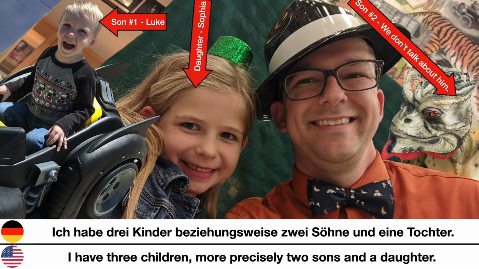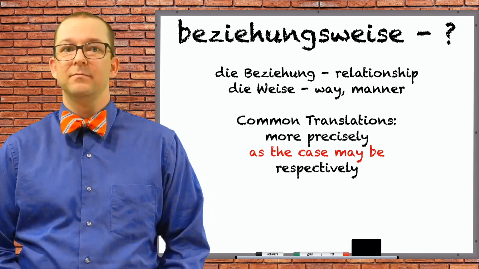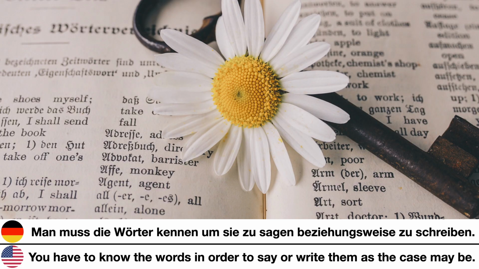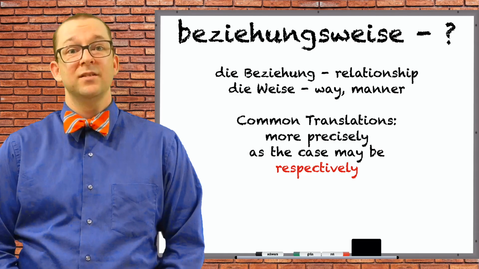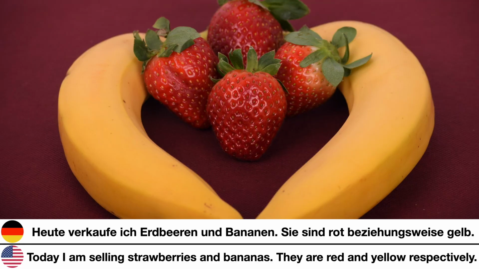Ich habe 3 Kinder, beziehungsweise 2 Söhne und eine Tochter. I have 3 children, more precisely, 2 sons and a daughter. You can also use beziehungsweise to mean something like as the case may be. Man muss die Wörter kennen, sie zu sagen beziehungsweise zu schreiben. You have to know the words in order to say them or to write them, as the case may be. Sometimes you translate it as respectively. Heute verkaufe ich Erdbeeren und Bananen. Sie sind rot beziehungsweise gelb. Today I am selling strawberries and bananas. They are red and yellow respectively.